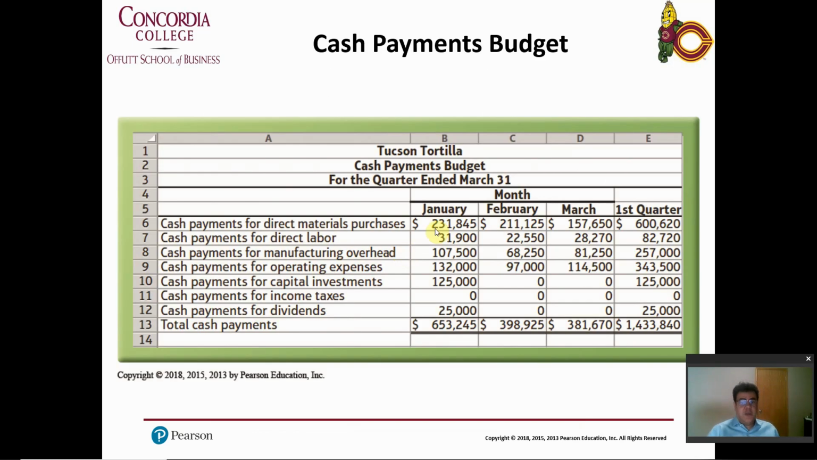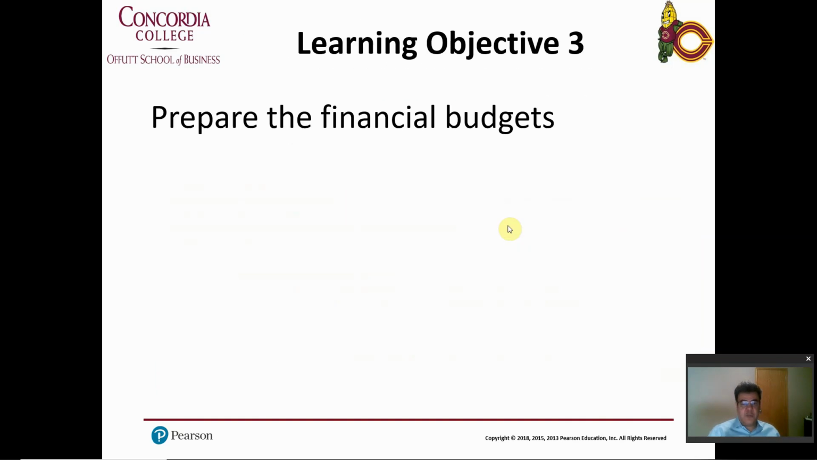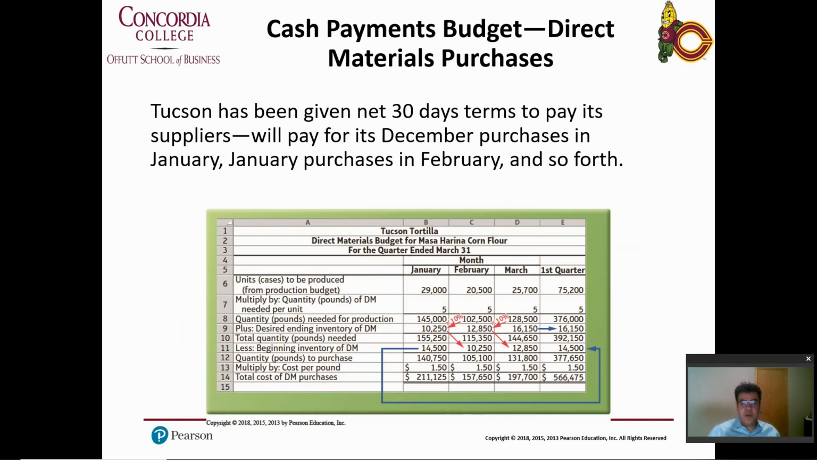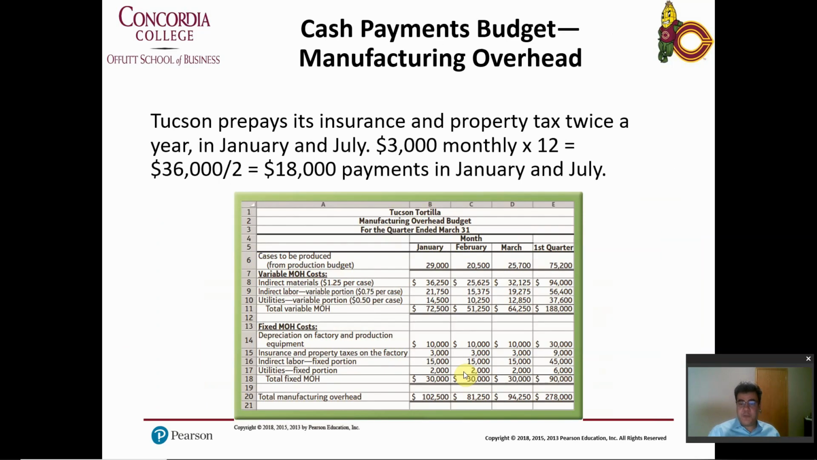So here, cash payment for direct materials. January, this number is for December, it is December purchase. 12/11, January that we are paying in February. So here, 12/11. Here, January, we are paying in February.